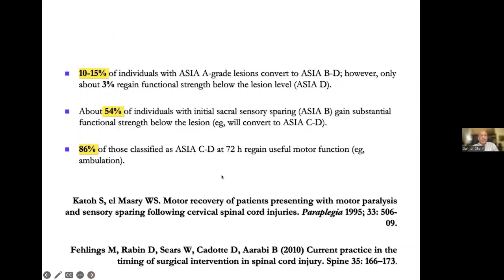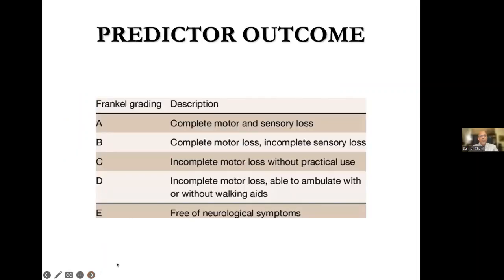10 to 15% of individuals with ASIA A convert to ASIA B and C. However, about 3% regain functional strength below the lesion, which is ASIA D. Half of these patients who have got ASIA B gain substantial functional growth below the lesion, ASIA C and D. 86% of those who are classified C and D at 72 hours regain useful motor function. So I think it's important to know that having an ASIA A is not the end of the story. The 10 to 15% of them will improve and 3% will have some kind of function to be able to walk.